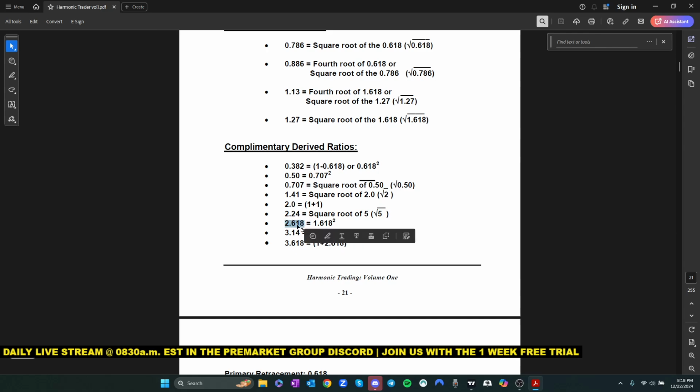2.618. This is a key number you see all the time. And that comes from 1.618 squared. So 2.618, that projection is for whatever the 0.618 squared is. So 0.618 squared is 0.382. So if we have a retracement for an ABCD pattern of 0.382, then we anticipate a projection to 2.618.